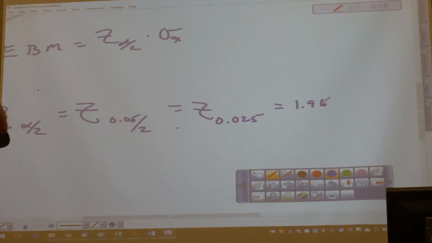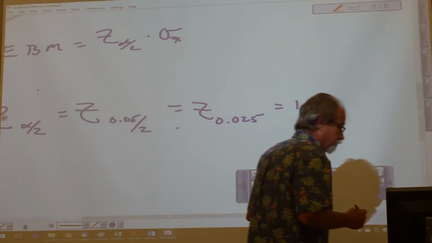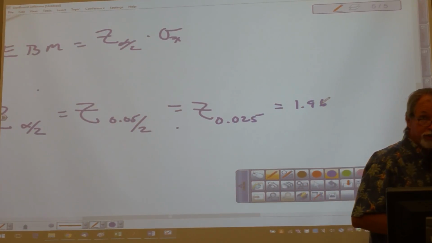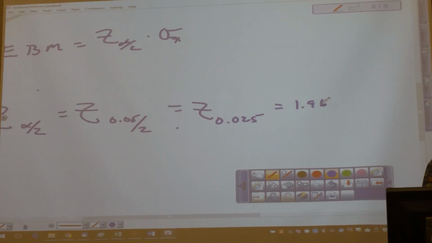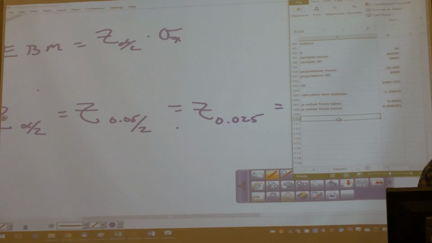So some people would say, no matter what, divide your alpha by 2. Don't worry about a one-tail test. They always do two-tail tests because it will be more stringent. So in this case, 0.025. When it's asking for the z alpha divided by 2, they're actually asking for the z score, not the 0.025. They're looking for the table value.